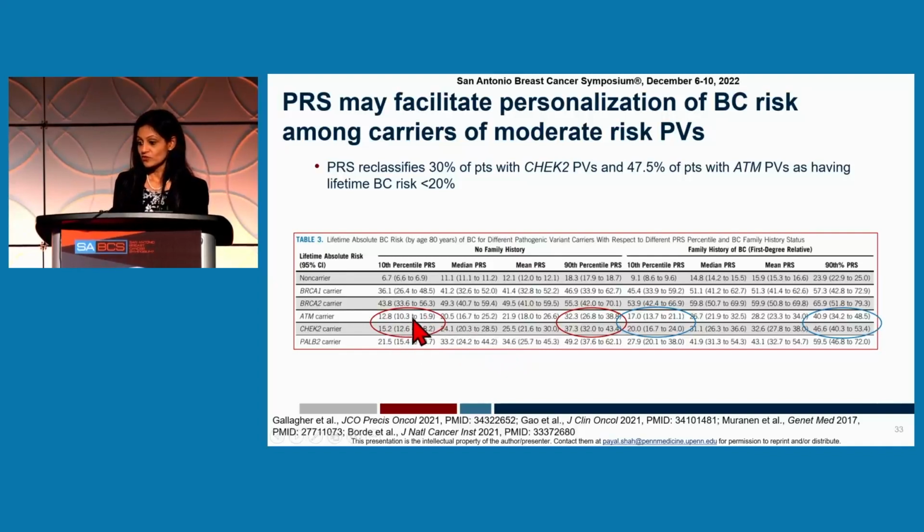So if you look over here on the left, ATM and CHEK2 carriers who had PRS scores in the 10th percentile had an absolute lifetime risk of breast cancer of about 12 to 15%. But if we look at ATM and CHEK2 carriers who had PRS scores in the 90th percentile, that jumps to upwards of 30%. And similar findings hold true if we evaluate patients who have a family history of breast cancer.